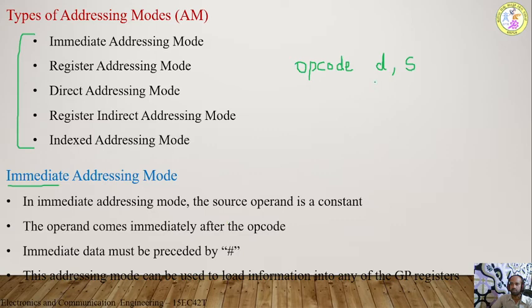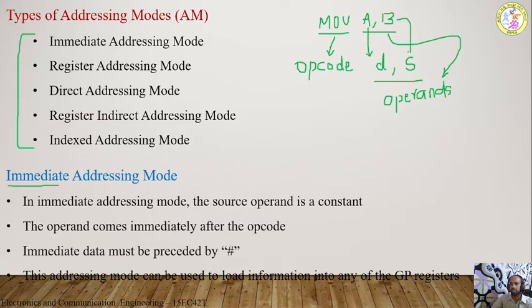These two are called operands, whereas this is the opcode. For example, if I write the instruction MOV A, B, then MOV is the opcode, whereas registers A and B are the operands. A is the destination operand, whereas B is the source operand.